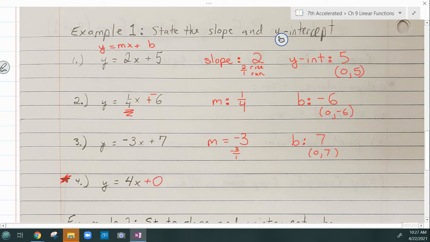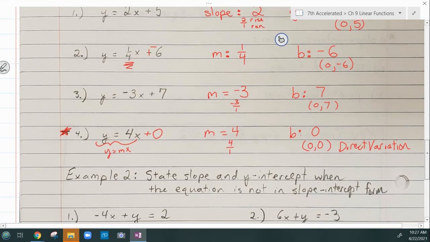Okay, plus 0. So the slope is 4, or we can say 4/1. And the y-intercept here is 0, meaning that it goes through the point 0, 0. And what do we know about lines that go through 0, 0? It's going to be a direct variation, because it's a straight line through the origin. And we know that because it's got that nice format, y equals mx, which we learned in the previous lesson. All right, so making all those connections.